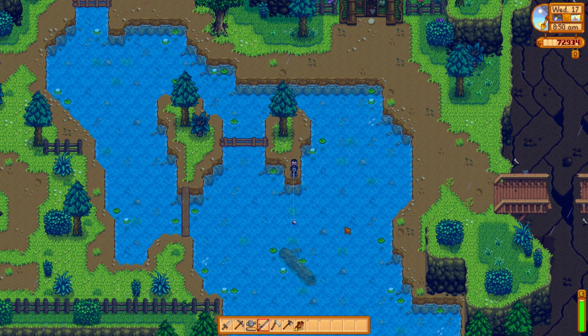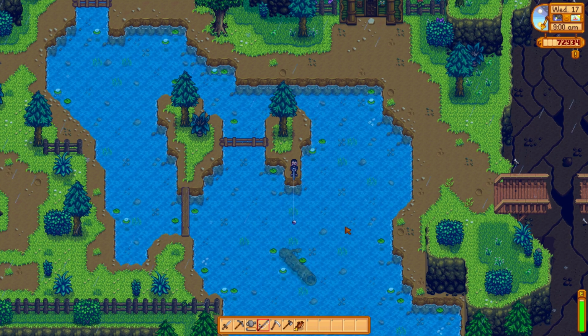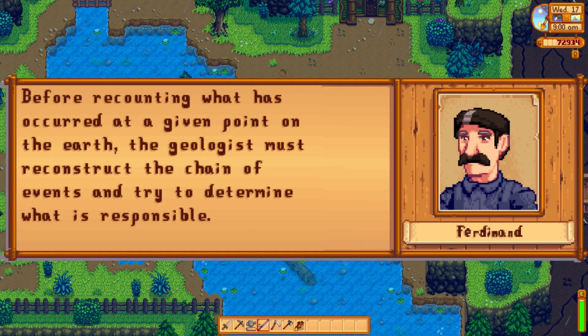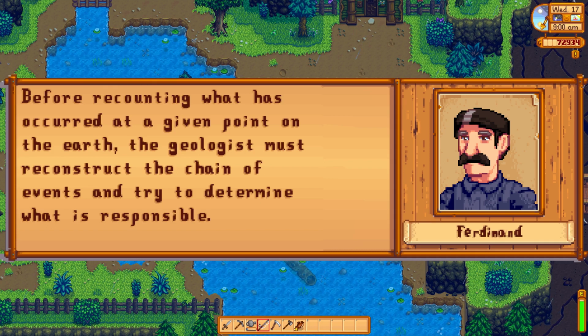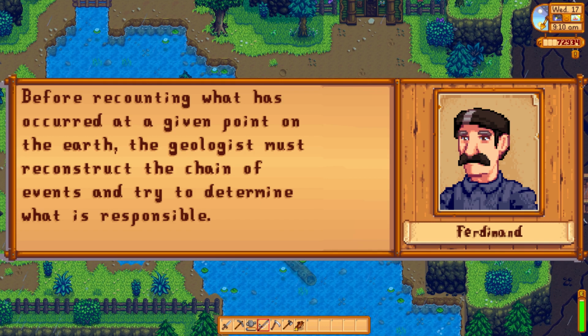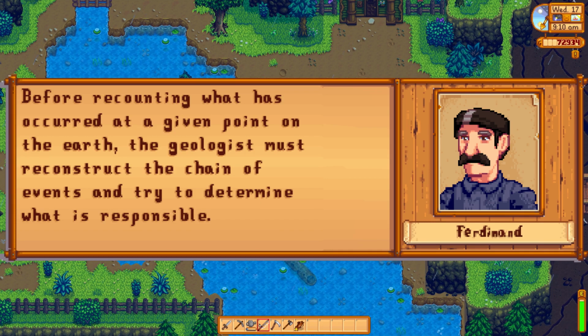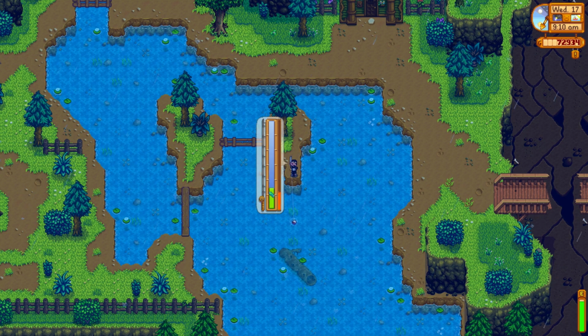Saussure now connects evolutionary linguistics to geology, another historical science. On this, he says, before recounting what has occurred at a given point on the Earth, the geologist must reconstruct the chain of events and try to determine what is responsible. This is exactly what a linguist ought to do whilst using the reconstructive method.